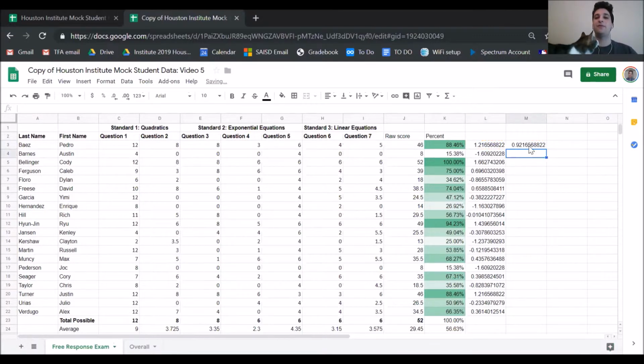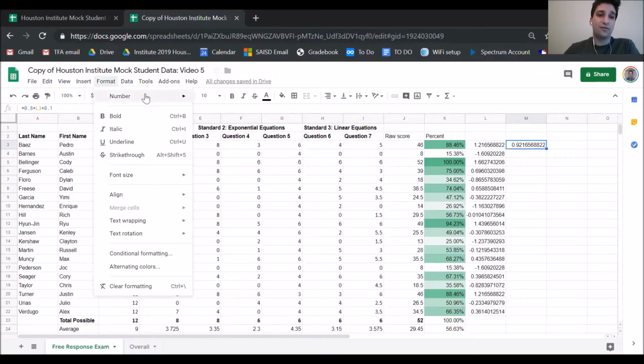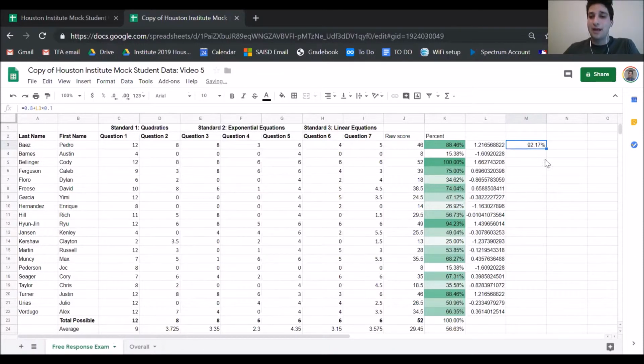Press enter, and we can see that, oh, we got a cat here. Hey, kitty. We can see here that Pedro Baez's score is a 92% in the gradebook. I'm going to go ahead and click format on that and make it go from a number into a percent again. And I'm going to drag down that formula.